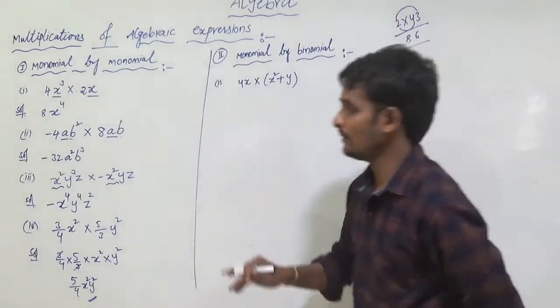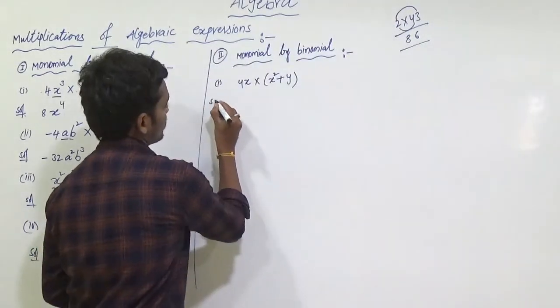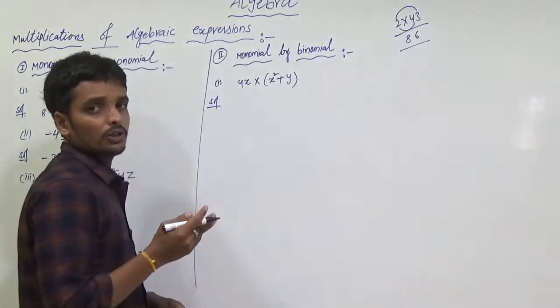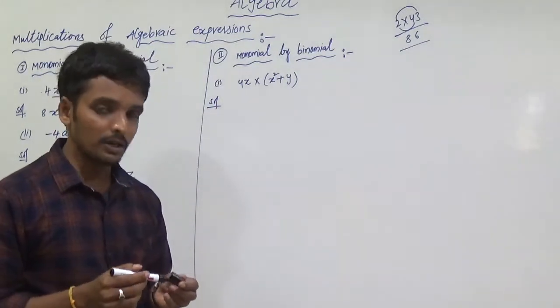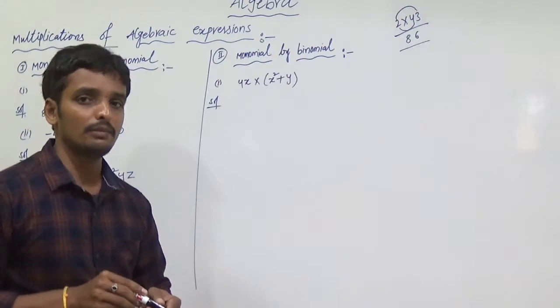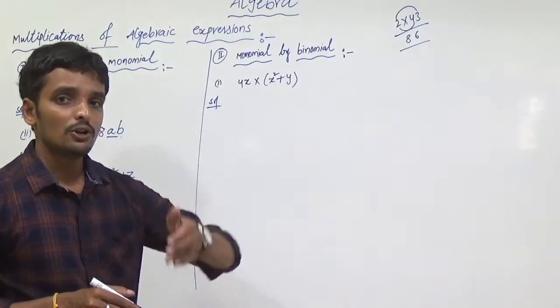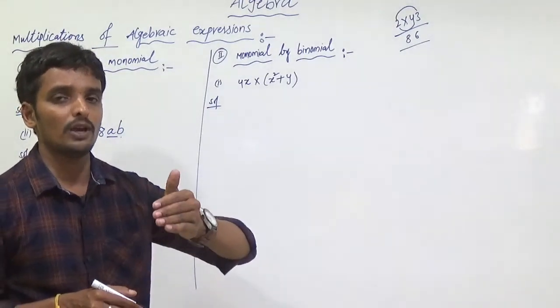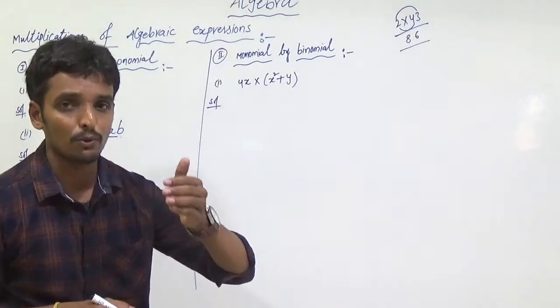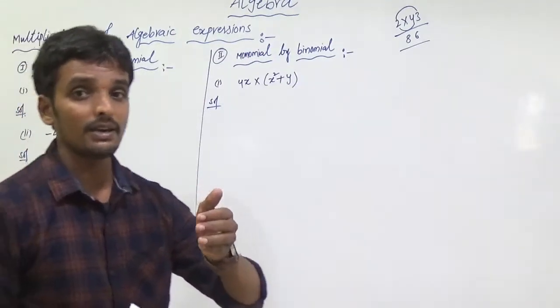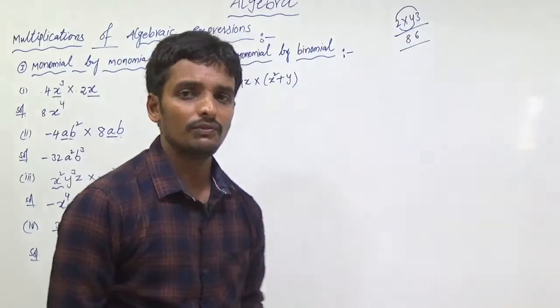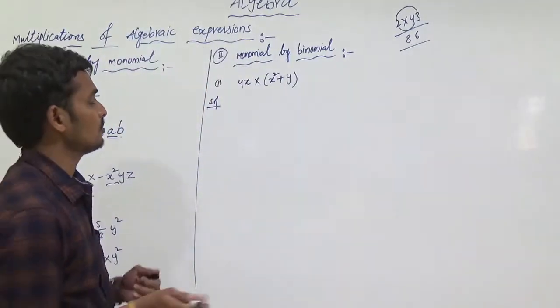We can do the same. First of all, in these multiplications we have to follow the old rules. The rules are we have to multiply symbol with symbol, number with number. The same way, don't forget the rules of monomial by monomial. I was explaining the rules of monomial by monomial. It is applicable for every multiplication. So now we are doing.